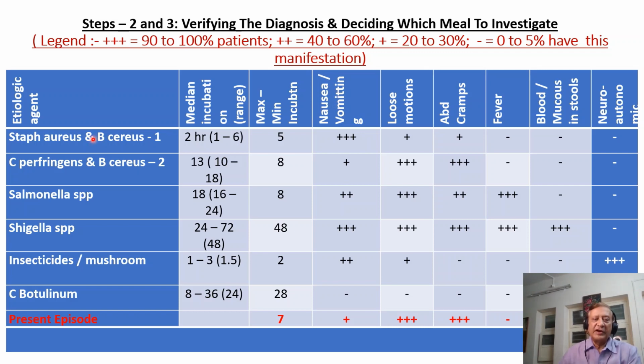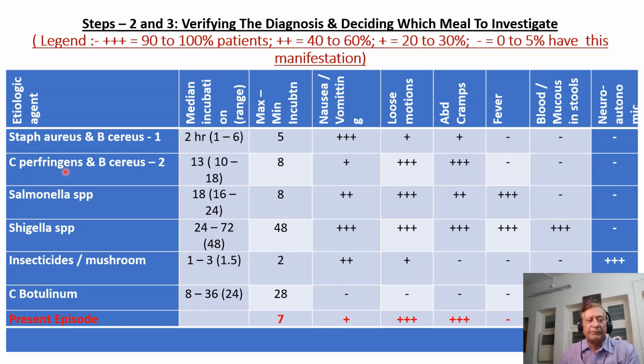So in Staph aureus and Bacillus cereus type 1, nausea and vomiting is almost a universal finding. Very few of them will have loose motions, few of them will have abdominal cramps, and none of them will have fever, blood or mucus in the stools, or any neuro or autonomic symptoms.